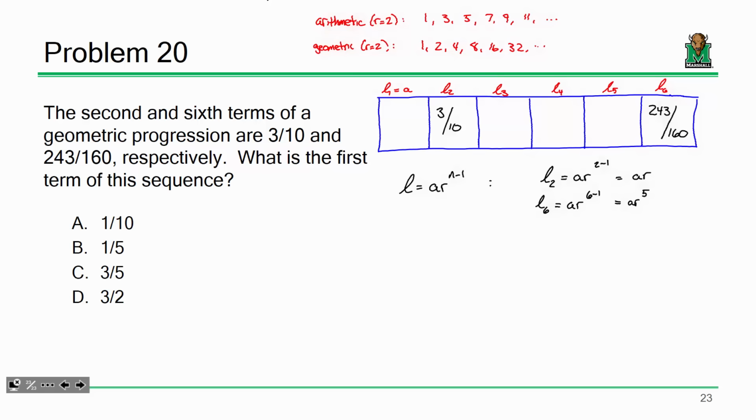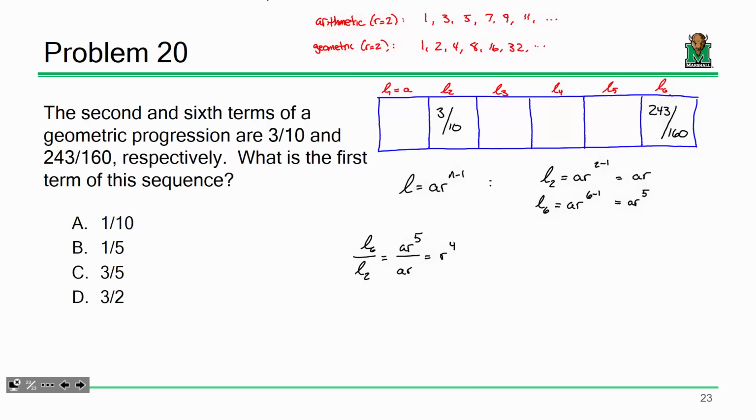I don't know what the first term is, but let's look at these expressions. I know what L2 is. I know what L6 is. I don't know what the first term is, and I don't know what the ratio is. But let's do this. Let's take L6 and divide by L2. Now, symbolically, what is that? We can ultimately get our common ratio as R to the 4th. Sound good?